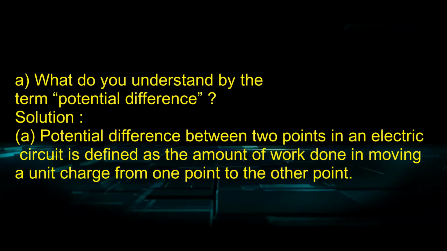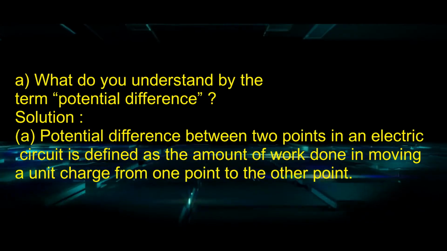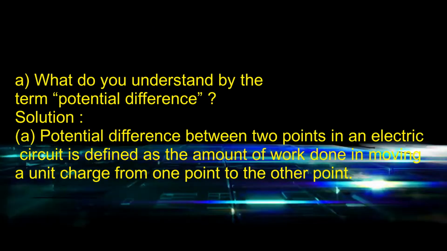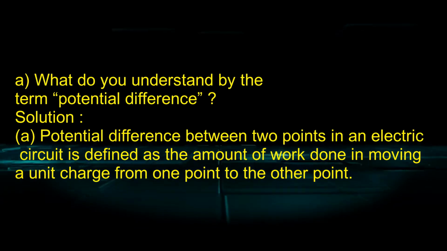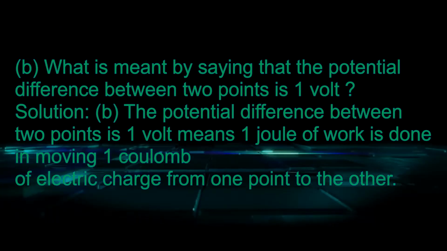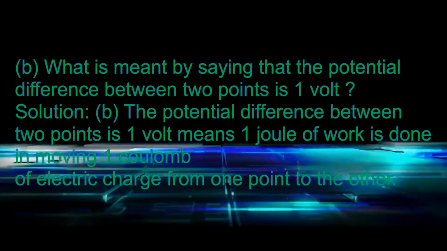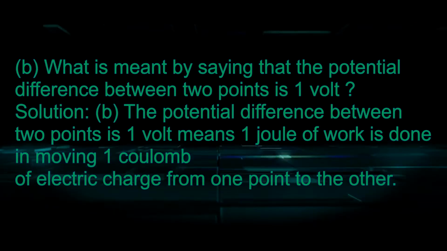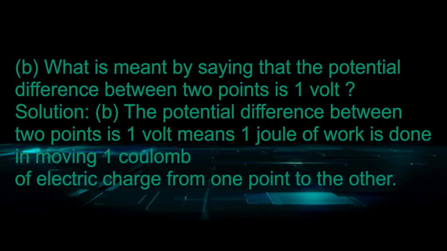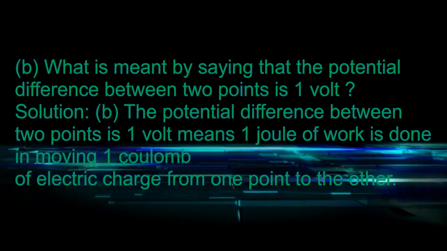A. What do you understand by the term potential difference? Solution. A. Potential difference between 2 points in an electric circuit is defined as the amount of work done in moving a unit charge from one point to the other point. B. What is meant by saying that the potential difference between 2 points is 1 volt? Solution. B. The potential difference between 2 points is 1 volt means 1 joule of work is done in moving 1 coulomb of electric charge from one point to the other.